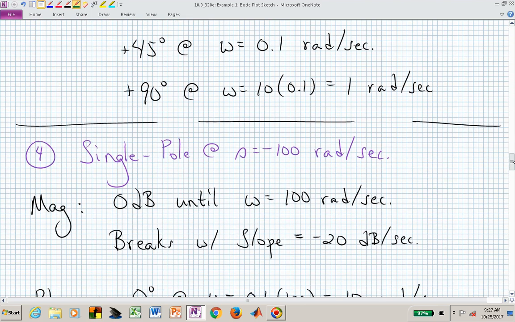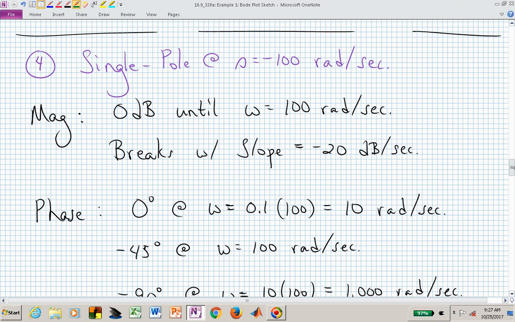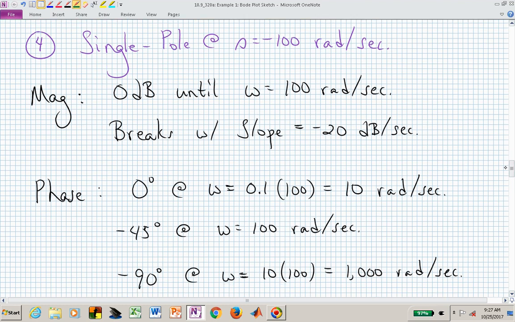Finally, again, we're doing the word description. We have our single pole. Our second pole, we had a pole at the origin. Now this one has a break to it, and it's going to break at omega equal to 100, since it has a pole at minus 100 radians per second. We're flat then at 0 dB until we reach omega equal to 100. Then it's a pole that's going down. It's a single pole, so it goes down at minus 20 dB per decade.